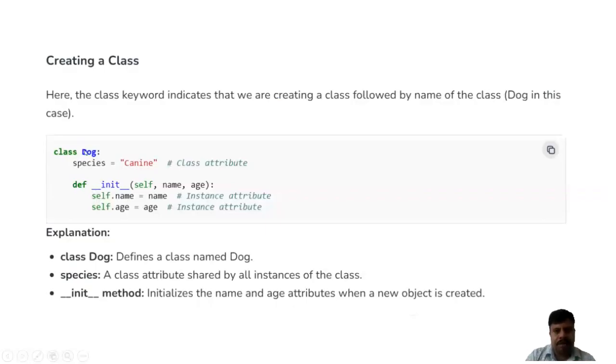We can initialize the instance attributes with some parameters like self, name, age. So self dot name is equal to name, self dot age is equal to age. These are instance attributes. Coming to the explanation, class dog, colon. Species is a class attribute shared by all instances of the class. The initialization method initializes the name and age attributes when a new object is created. Clear?